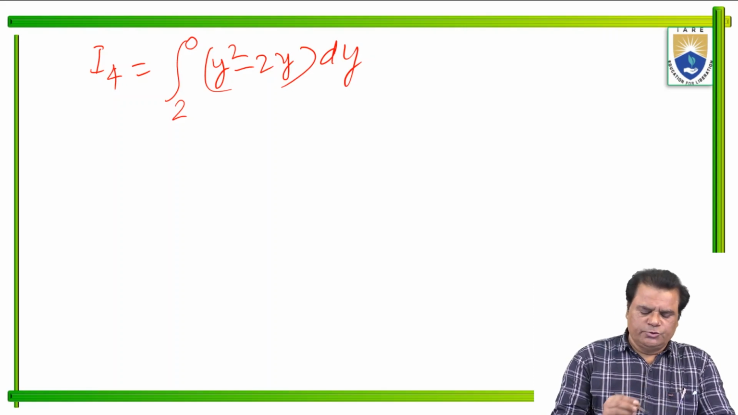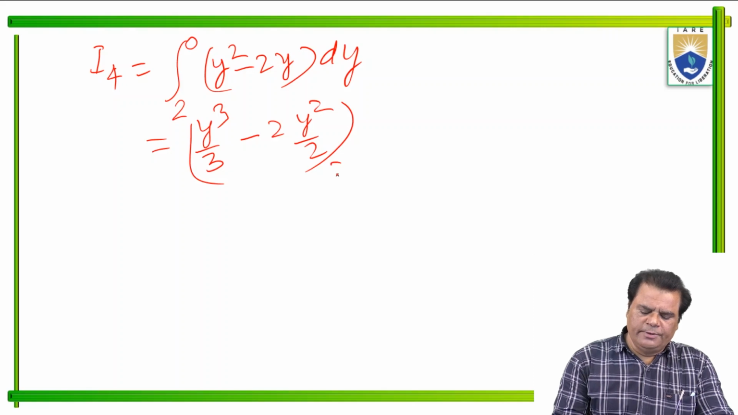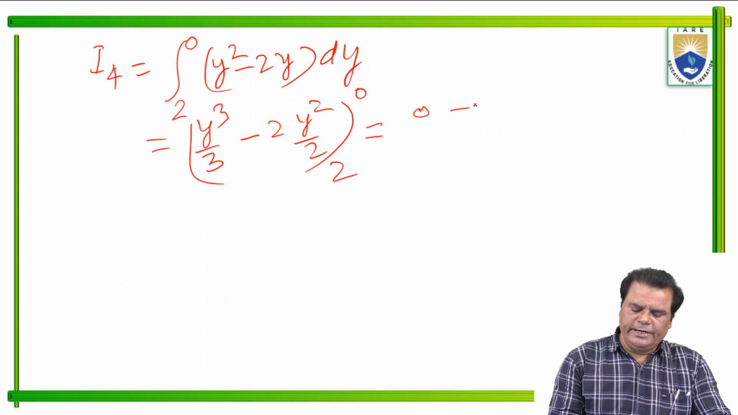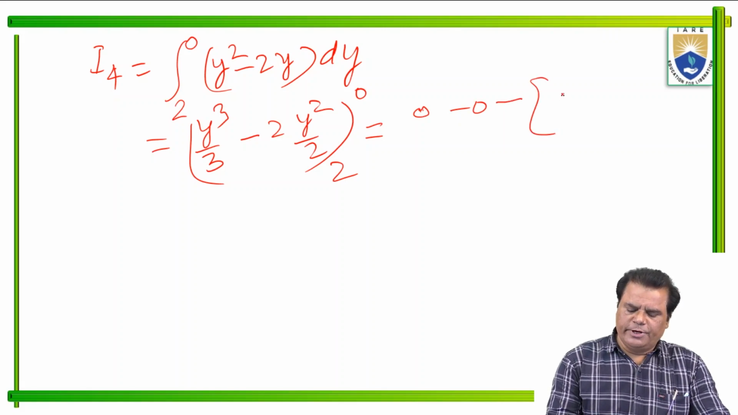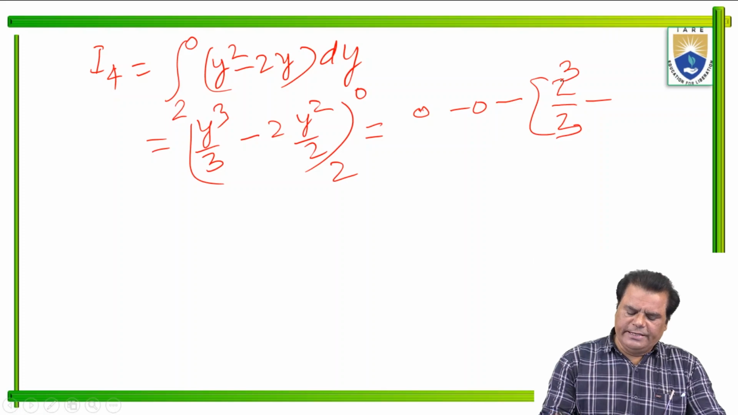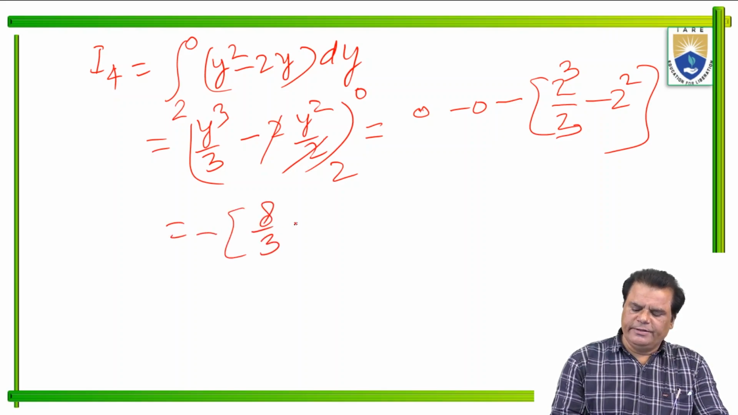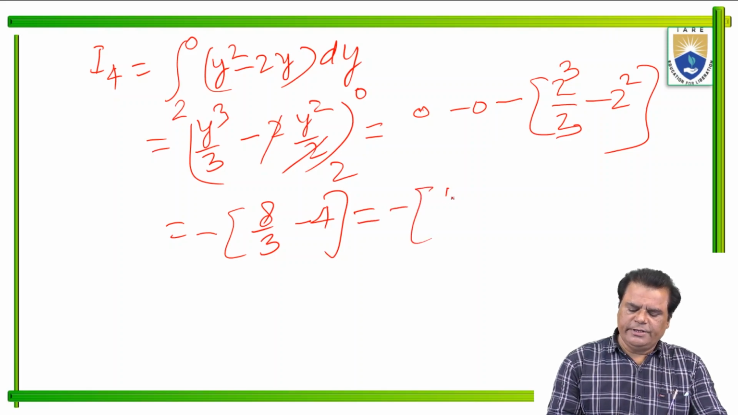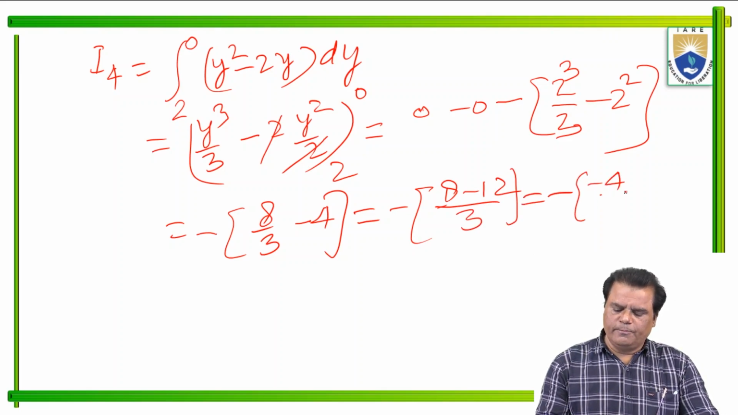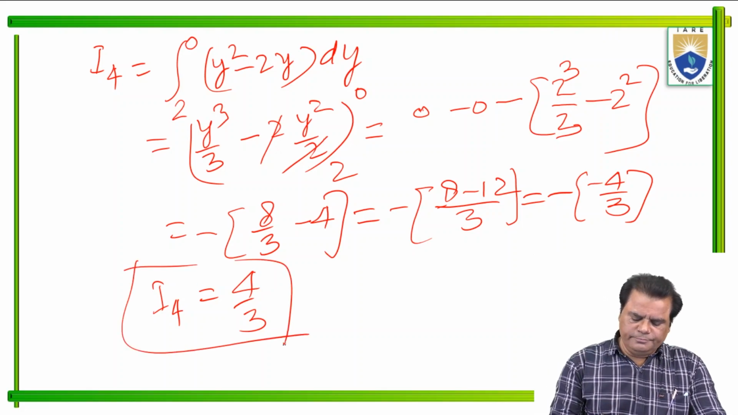Now integrating this, we get y cube by 3 minus 2y square by 2, and putting in the limits, with the lower limit 0 subtracted. First putting 2: 2 cube by 3 minus 2 square. So this equals minus, 8 by 3 minus 4, which is minus 8 minus 12 by 3, which is minus of minus 4 by 3, so this equals 4 by 3. This is the value of I4.